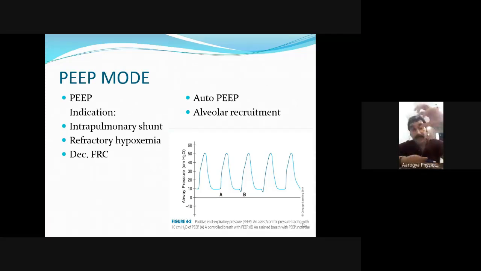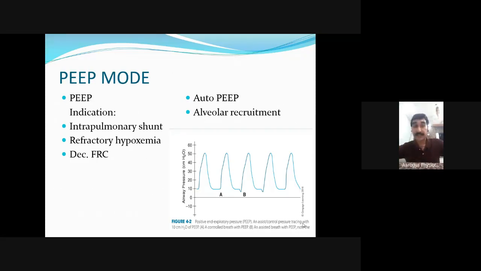In intrapulmonary shunting, at the junction of the pulmonary capillaries and the alveolar capillary membrane, there is no diffusion of oxygen and carbon dioxide, and the blood goes from the pulmonary capillary as it is. So there is no exchange. In these cases, PEEP mode will help because it will keep the alveoli in a distended position, and that will allow the exchange of gases at the alveolar capillary membrane.